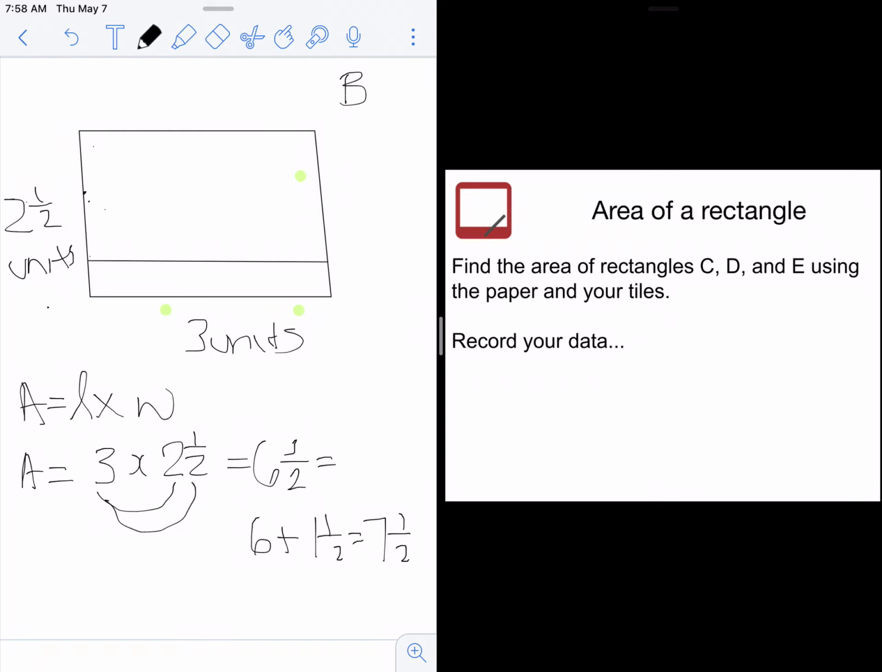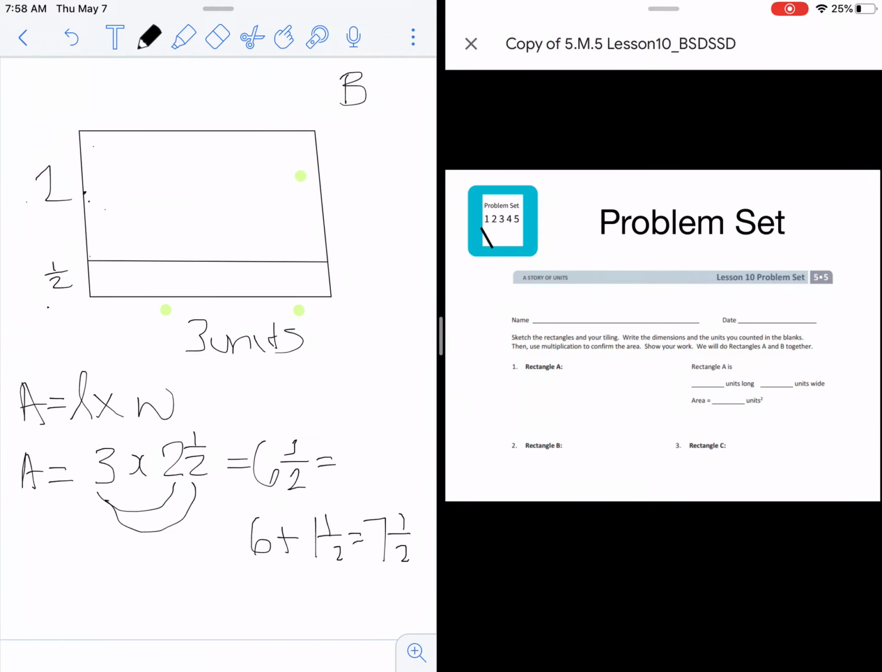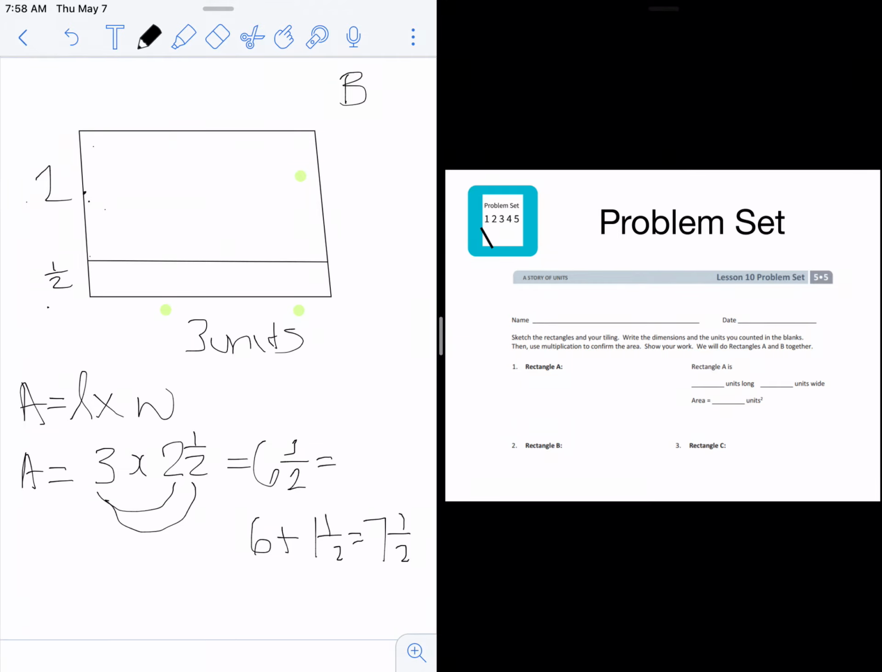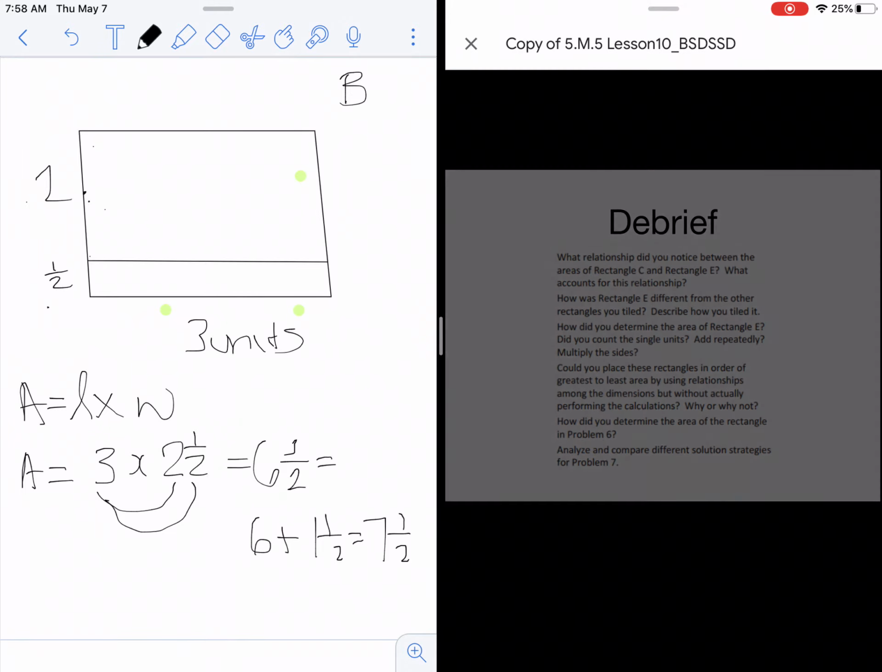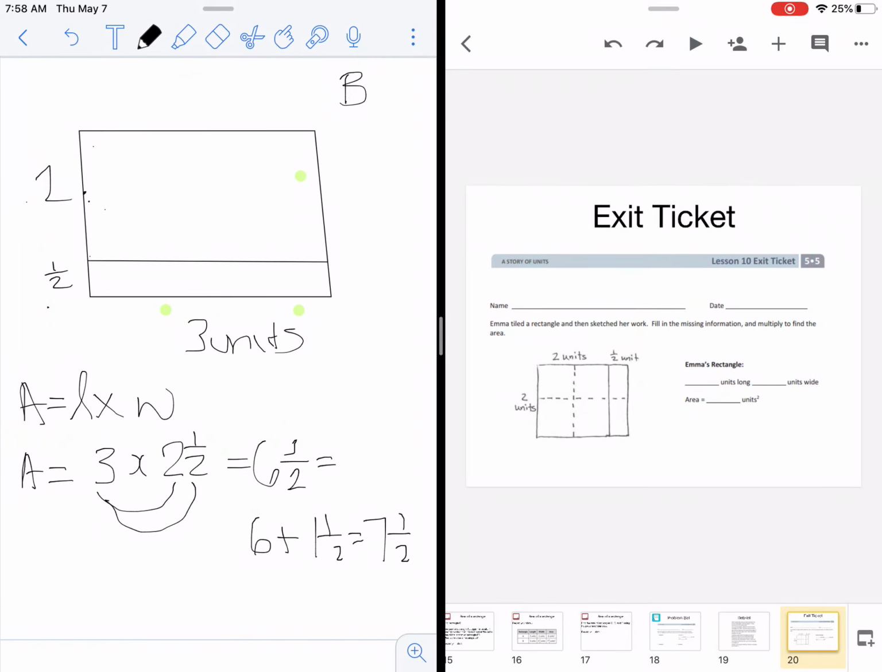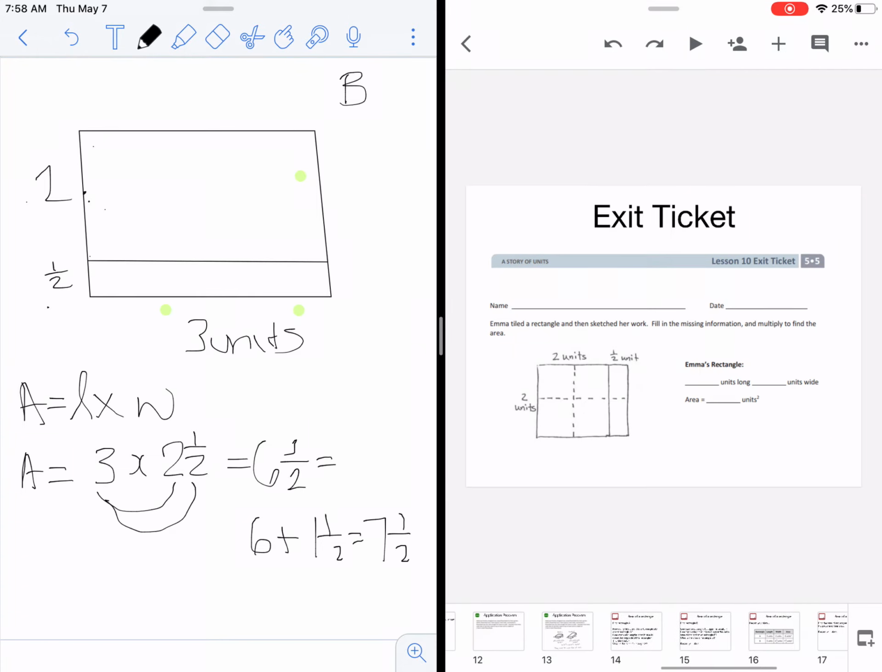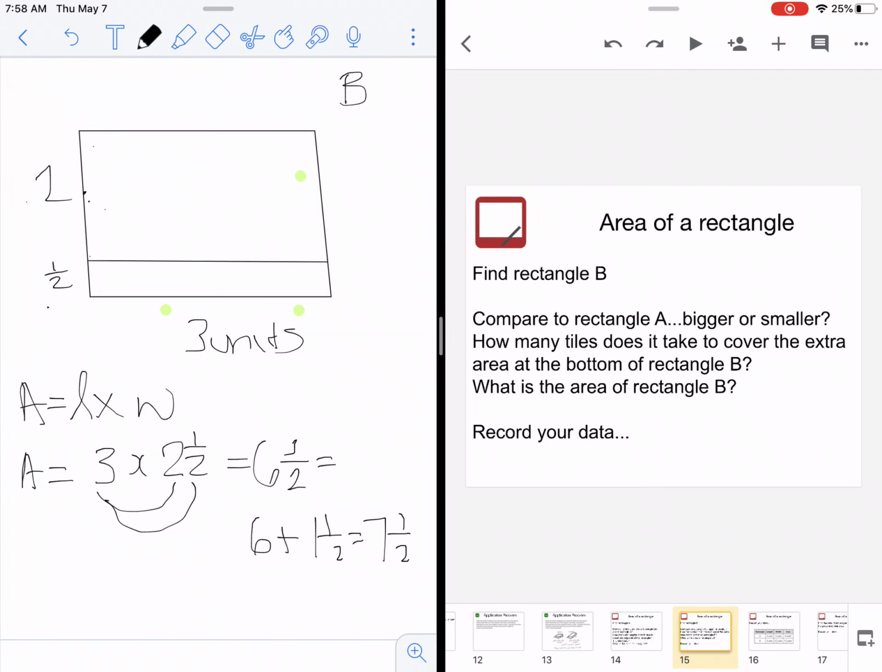This is 2, and then this is 1/2 down here at the bottom. Okay, 2 and then 1/2 down at the bottom. So, let's see. My problem set, I'm going to have to go back all the way because I keep clicking that on accident. Okay, so rectangle B. We're still here on rectangle B.